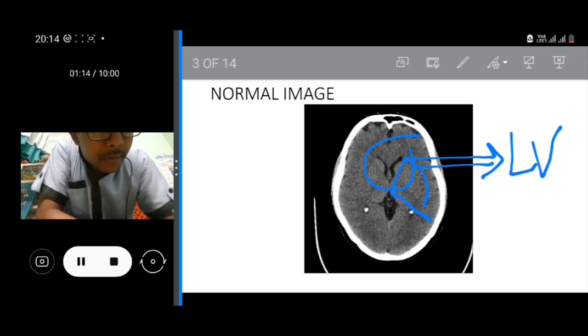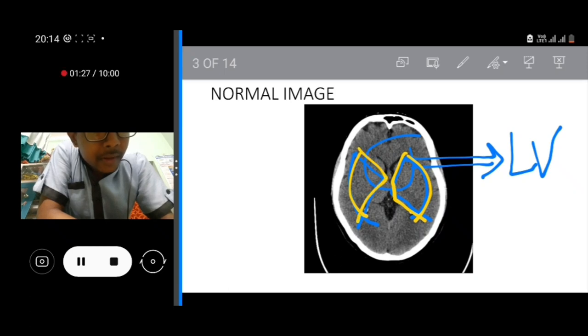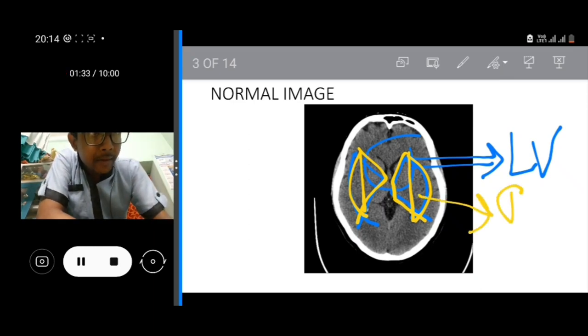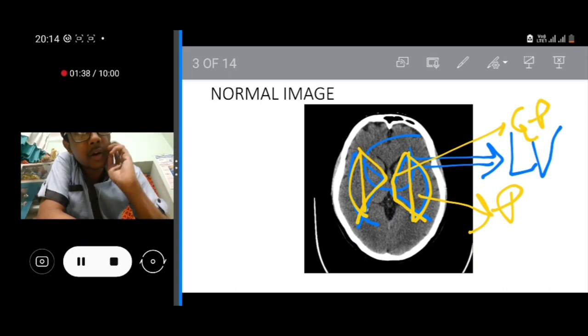Okay, now what is this? There is a lens-shaped structure. I will use a different color for better understanding. Lens-shaped structure on both sides. What is this? This is the lentiform nucleus, and this has two parts: laterally the putamen and medially the globus pallidus. Globus pallidus.